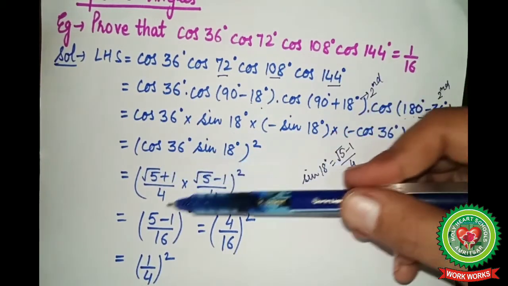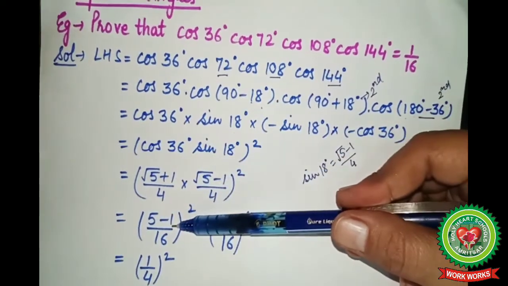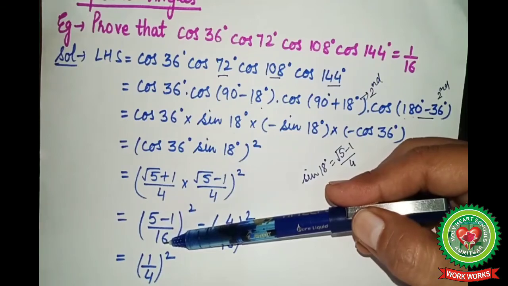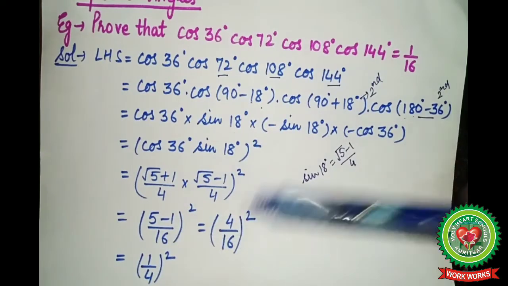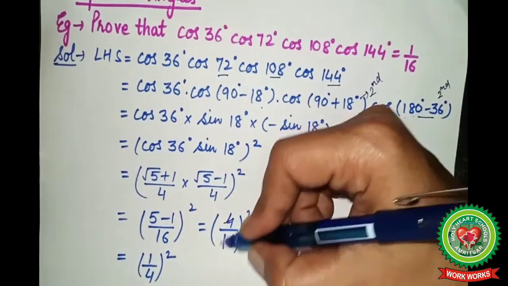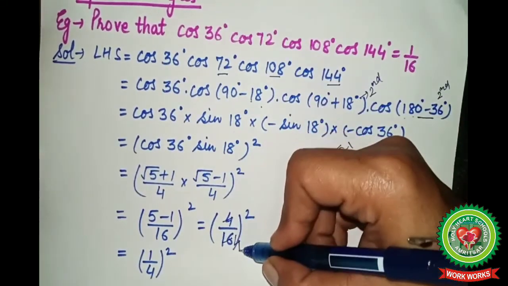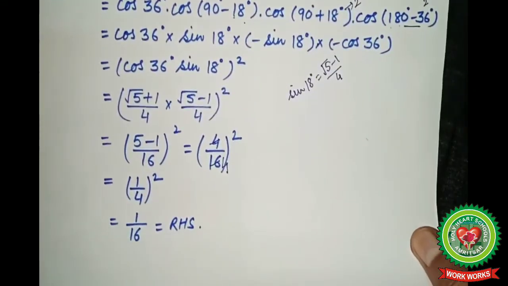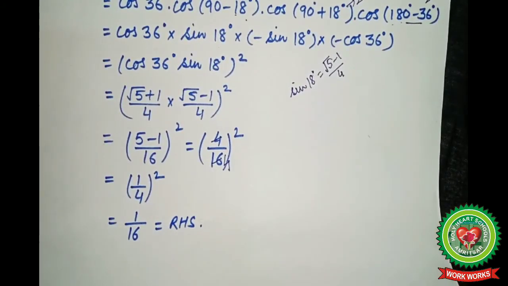So a square will become 5 and minus 1 square will be 1. So 5 minus 1 upon 16. So it becomes 4 upon 16. Here cutting is possible, so it becomes 1 upon 4 whole square. So the answer is 1 upon 16. In this way, we can use the values of some special angles in the sum.